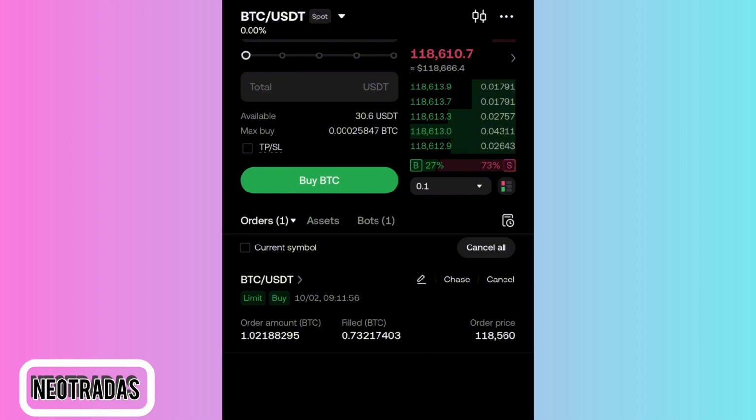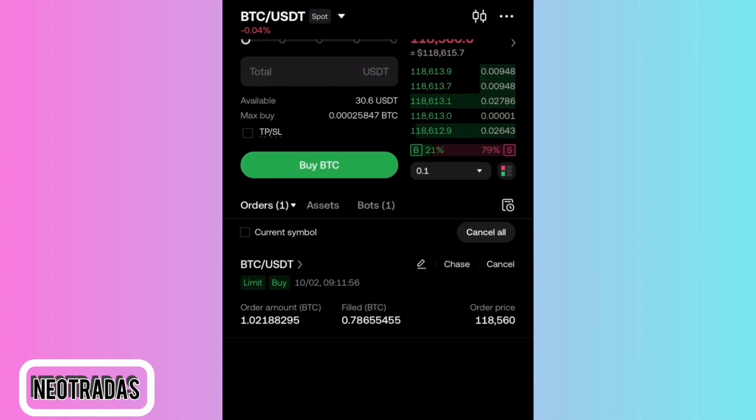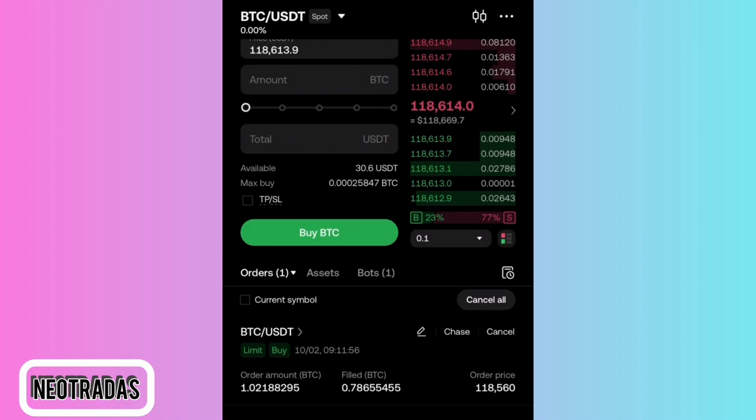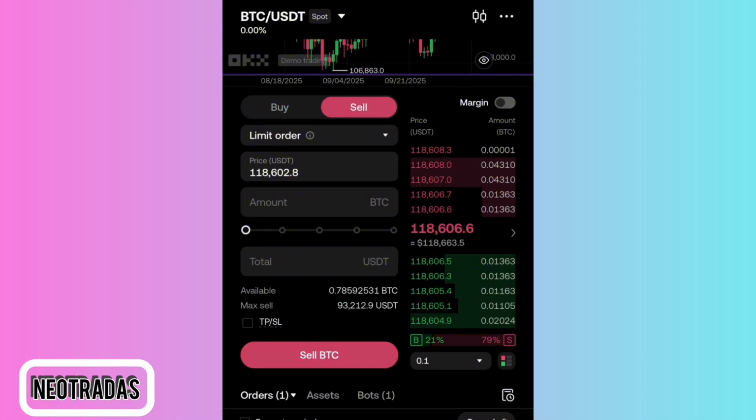When we started, the fill was what, 0. In a short period of time, the fill came towards 0.7, which means the amount we were buying was 1.02 BTC, but currently we do have 0.7 out of our total 1.02 BTC filled. Now we are waiting for the rest of them to be filled, and then we will have all of our BTC once it's bought and ready to be sold at the highest price.